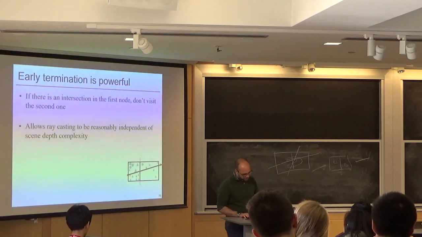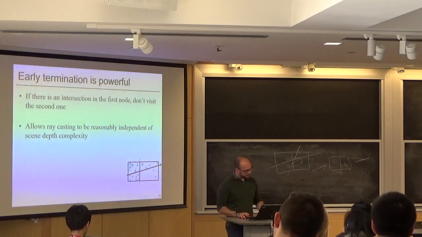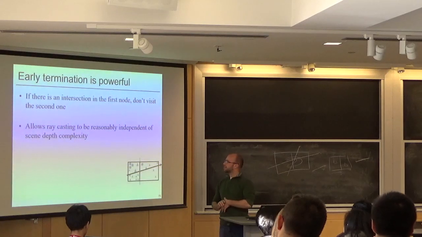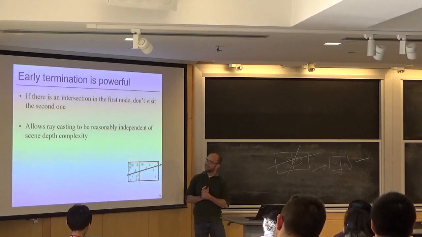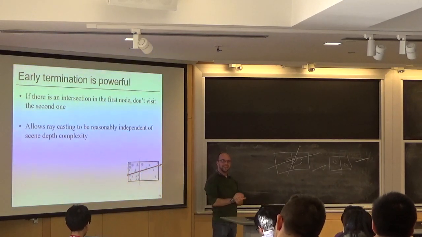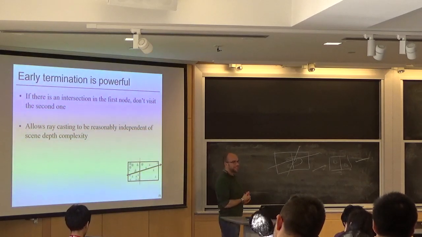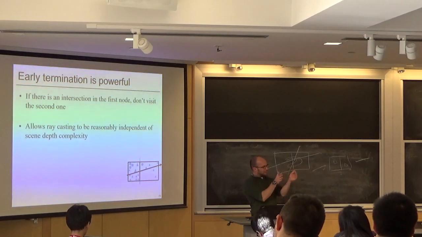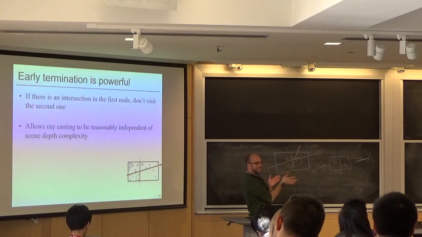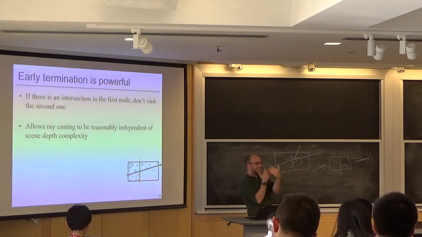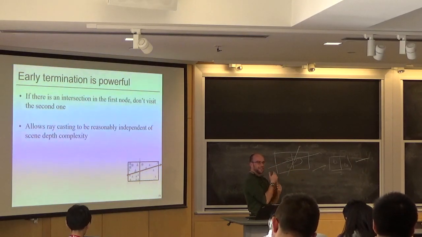And so this actually has an interesting property, which is that it often allows ray casting to be kind of independent of the scene depth complexity. Depth complexity is kind of a cool vocabulary word. It says that depending on my viewpoint, the complexity of my scene might be different. Like if I'm looking at a scene head on, I can see all these different objects. That's very different from, you know, a giant wall obscuring everything.